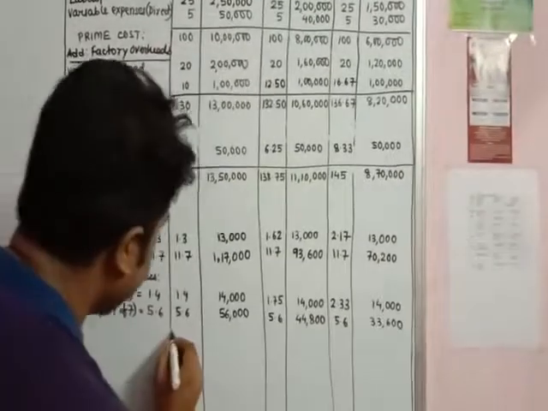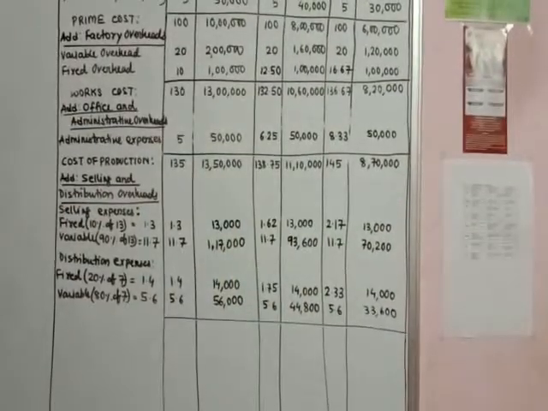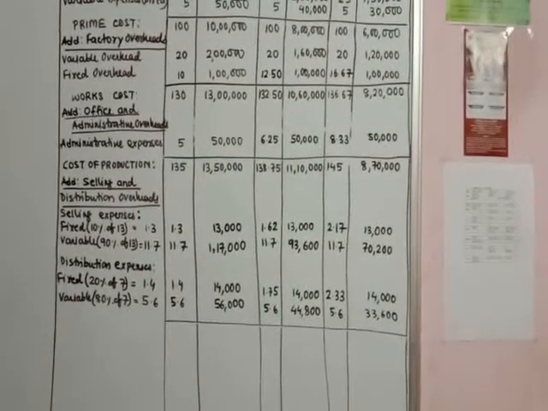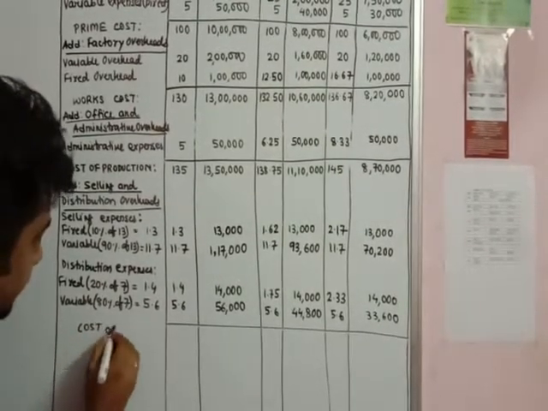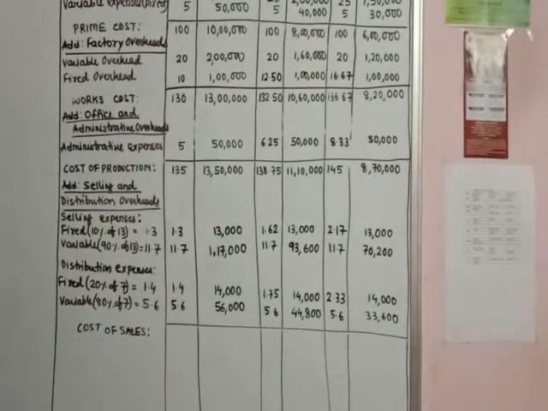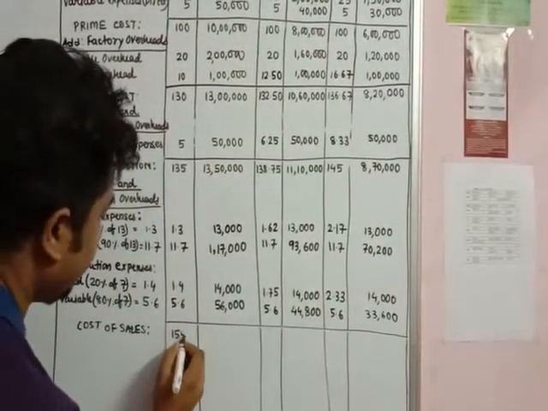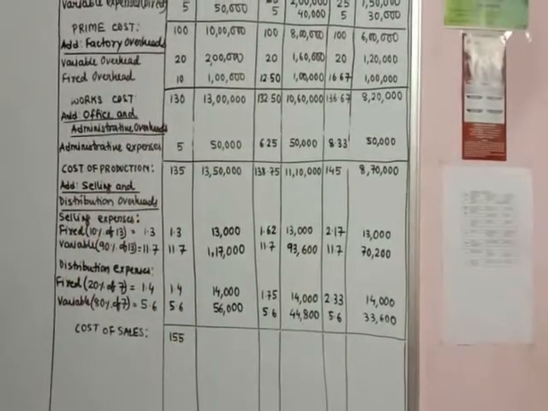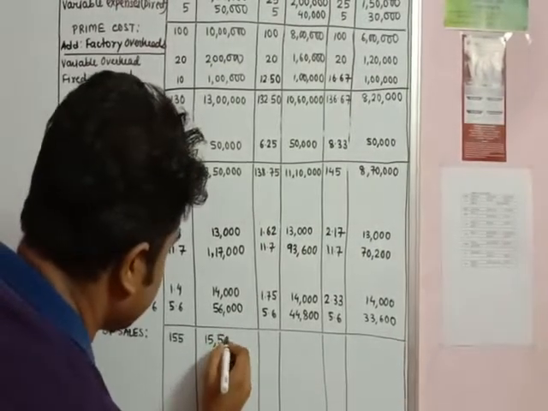Now what will you do? You will add. With the cost of production, if you add the selling and distribution overheads, you get the total cost of sales. In the first case, if you add up all this, the total amount comes up to be 15,50,000.